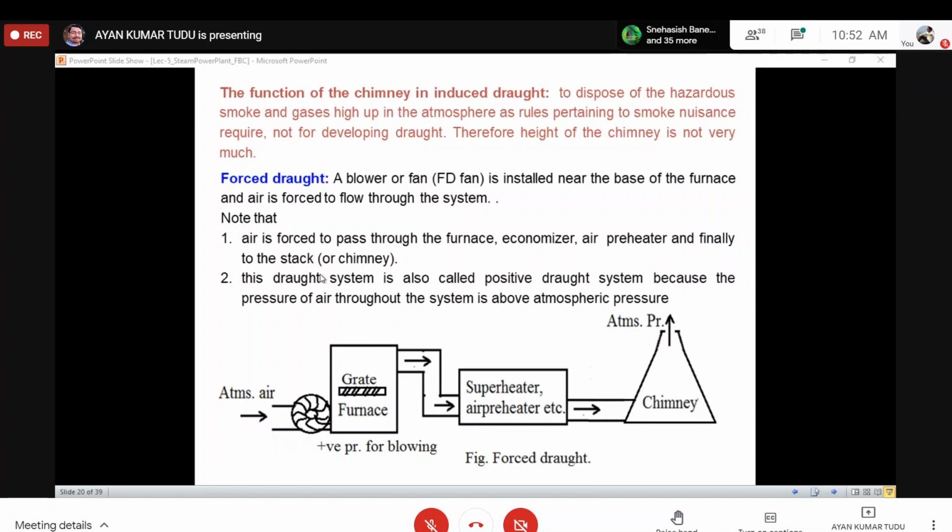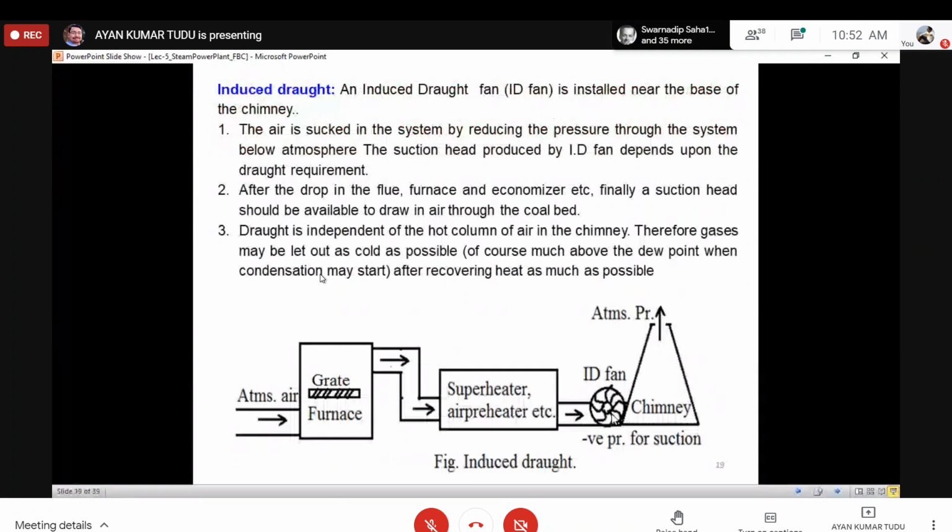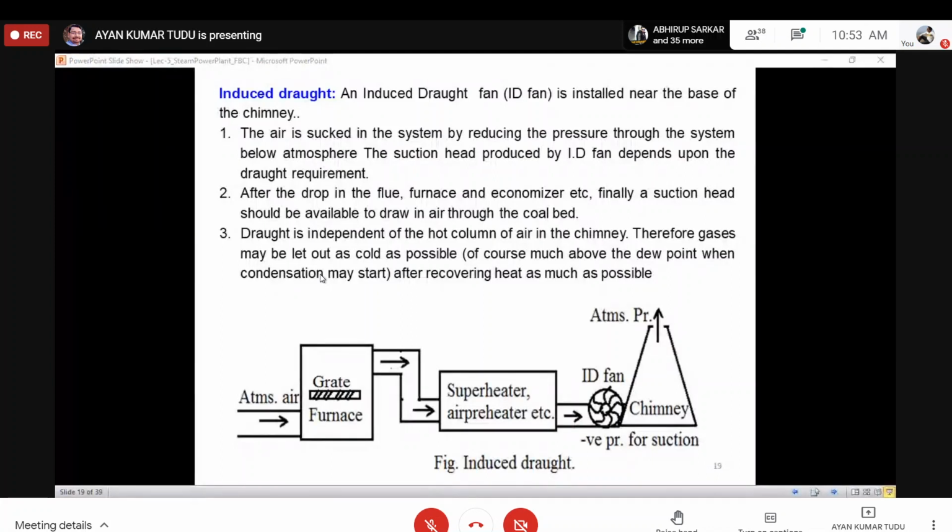The same type of problem we will be finding for the ID fan also. Just see the figure of the ID fan and tell me why we are saying that for the ID fan also the furnace cannot be opened either for firing or for inspection.